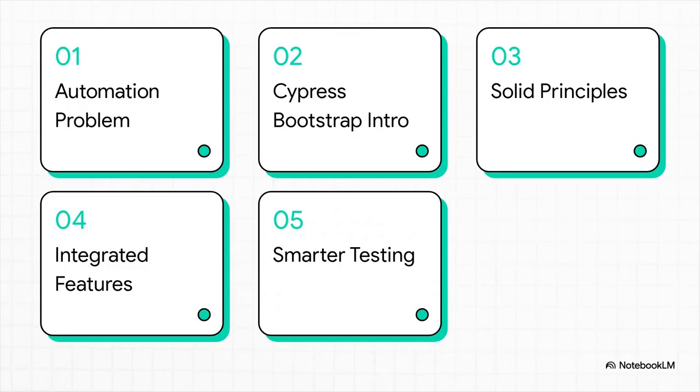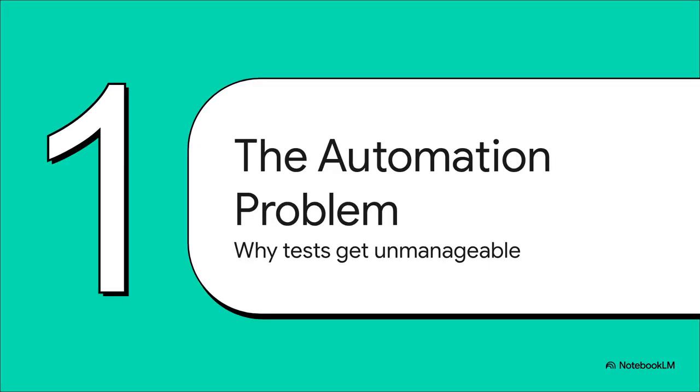So here's how we're going to break it down. First, we'll talk about the problem that I think plagues almost every development team. Then we'll introduce Cypress Bootstrap as the solution, and we'll dig into the SOLID principles that make it tick. After that, we'll check out its powerful built-in features. And finally, we'll look ahead to see how this whole approach gets us ready for a much smarter way of testing. All right, let's start at the beginning, the core challenge.